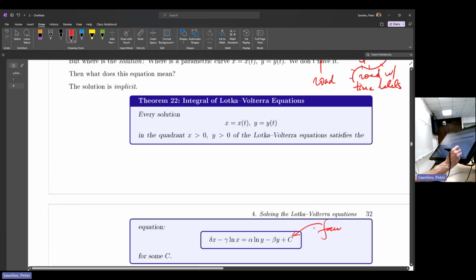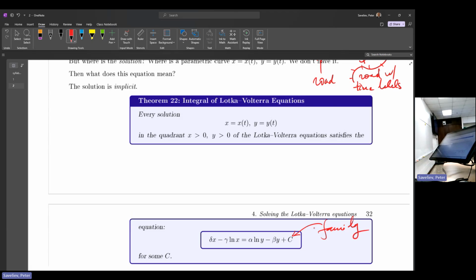It's a family once again, just like we had before. We say it's a family, and we expect the picture to be very similar once again. It is a plane, or at least a quarter, filled with curves. For every C there's a curve, and once again, it's the same story. We expect that the whole quadrant is filled with curves without intersecting. So that's what we expect.